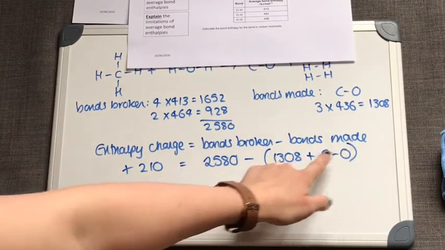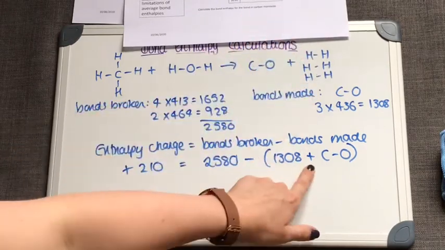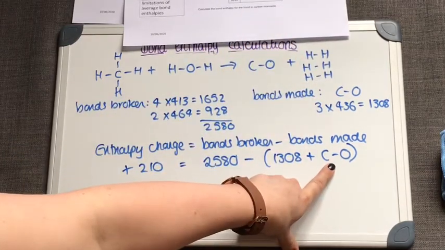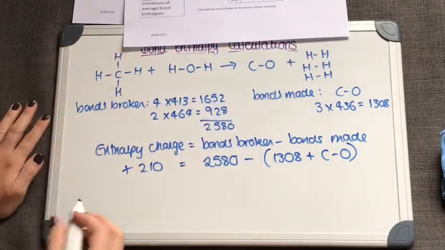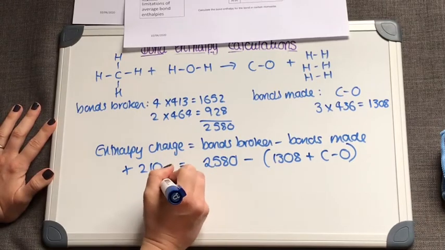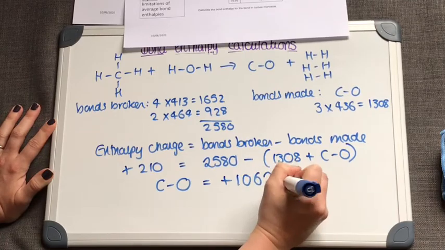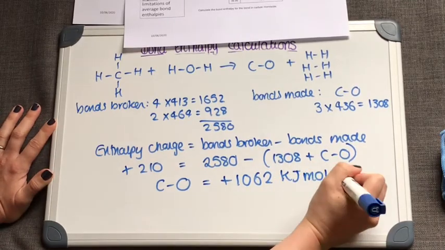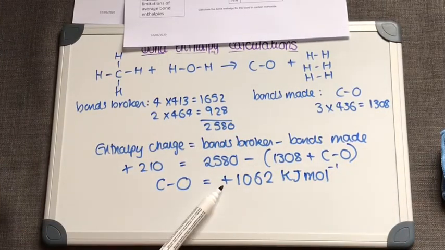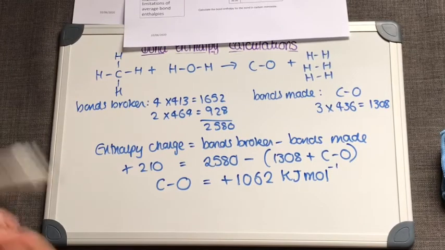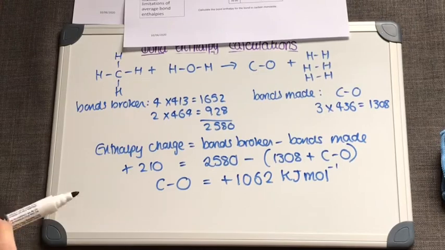So here I've represented my bonds made by 1,308, which has come from these hydrogen bonds here, plus the bond enthalpy for the carbon monoxide. When I say hydrogen bonds, I mean the bonds in the hydrogen molecule, not hydrogen bonding itself. When I solve this equation, I find that that bond has an enthalpy of plus 1,062 kilojoules per mole. It's really important that you put this sign in as well as positive. Remember that positive or negative is indicating whether it's endothermic or exothermic, so that's really important to add that in at the end.